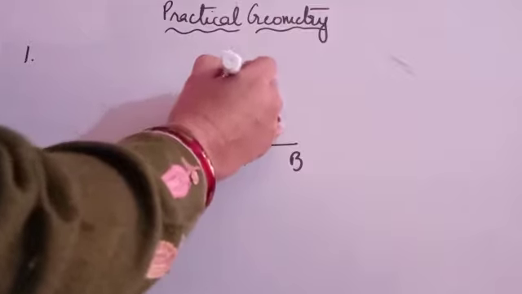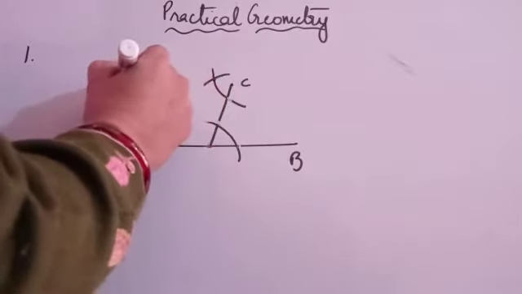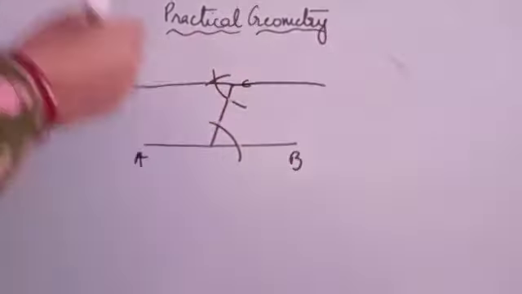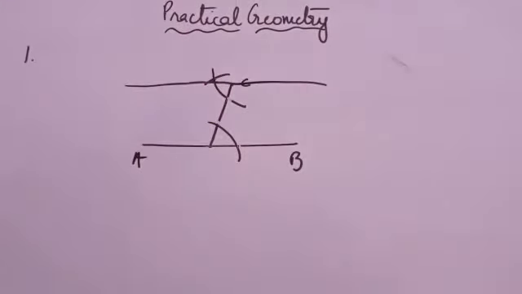You have got these 2 points. You will join these 2 points, keep a scale. When you join these 2 points, you will get a line parallel to AB and passing through C. This is how you are going to do. Okay.